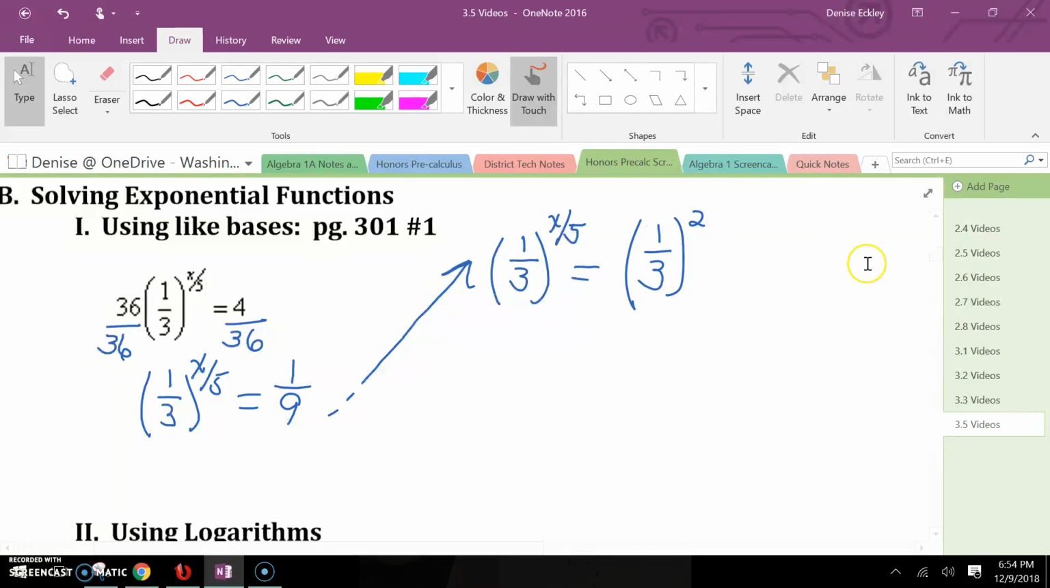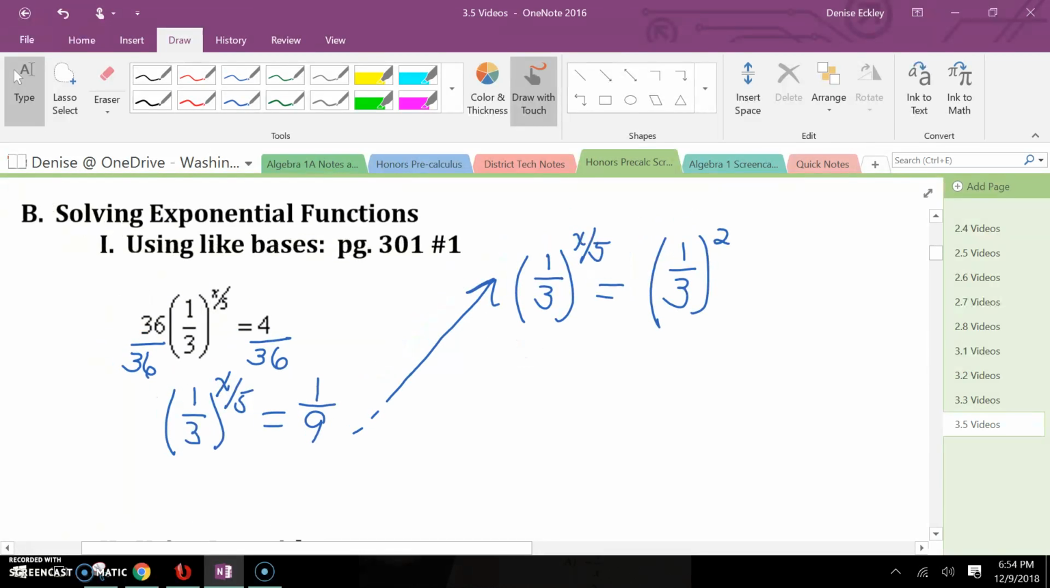So now that I have like bases, I can use the one-to-one property, that since the bases are alike, their exponents have to be equal. So I have x over 5 is going to equal 2, so that means that x equals 10.